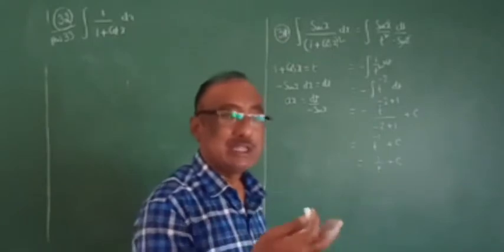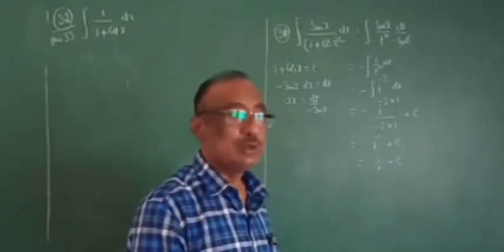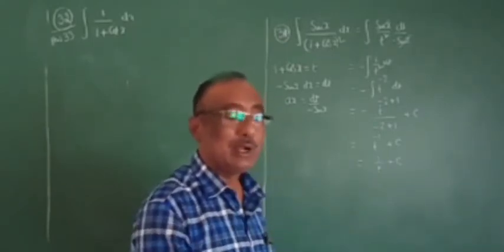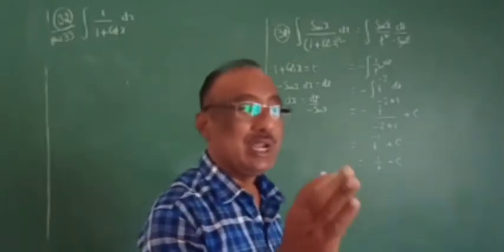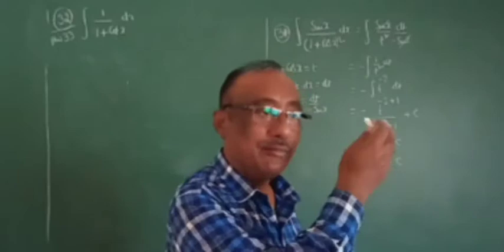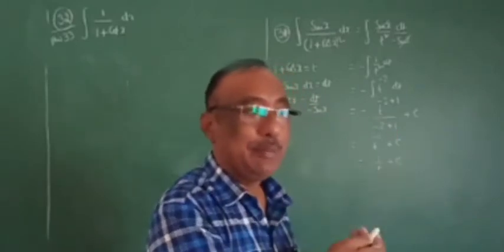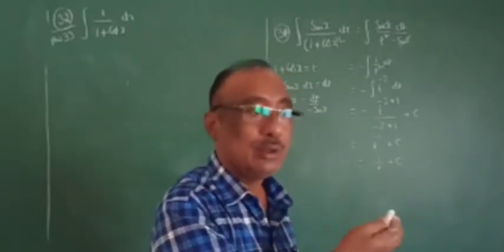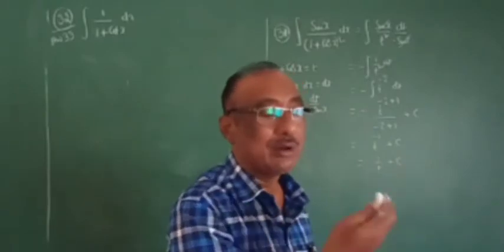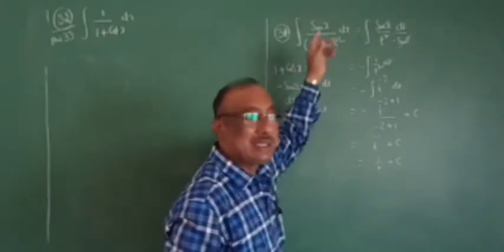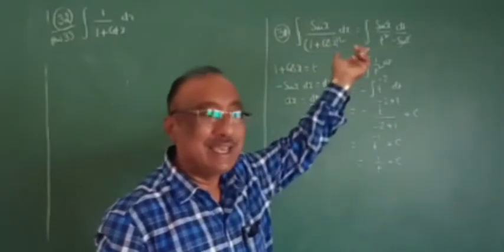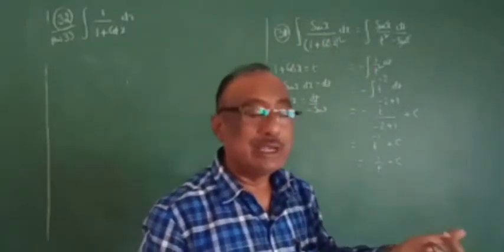So compulsory substitution method. Substitution method means in the derivative part, whatever function has the derivative, that function we let it be t. Here 1 plus cos x has the derivative sin x. That's why we are going to let it be t.